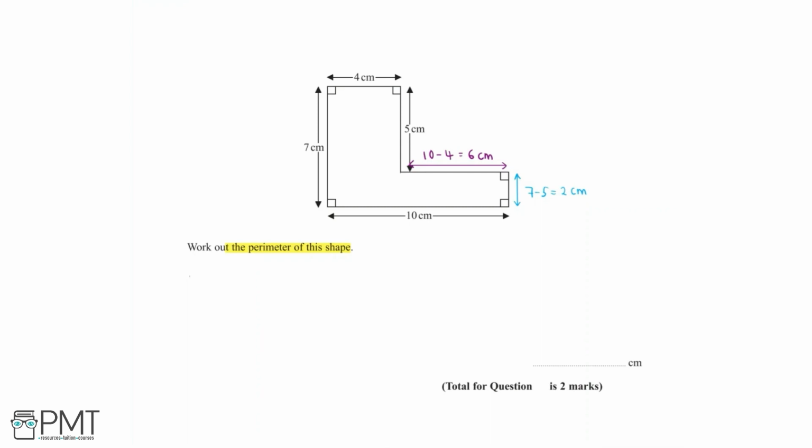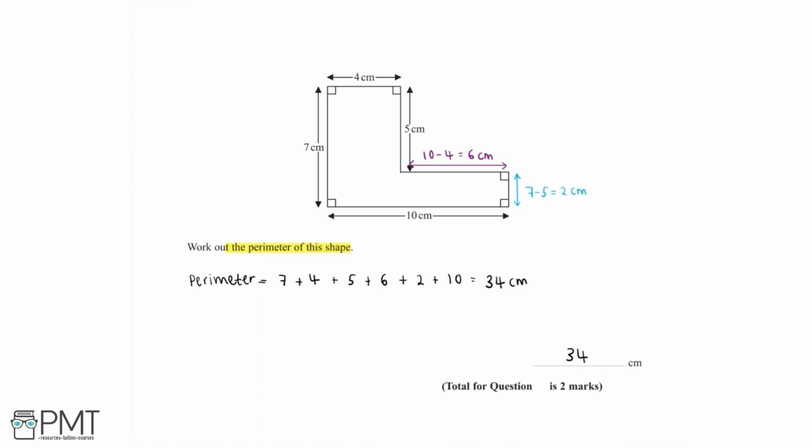Now that we've found the 2 missing sides, we can find the perimeter of the shape by adding together the lengths of each side. And so we can say that the perimeter of the shape is equal to 7 plus 4 plus 5 plus 6 plus 2 plus 10, which is equal to a total length of 34 centimeters. And so we've now correctly found that the perimeter of the shape is equal to 34 centimeters.